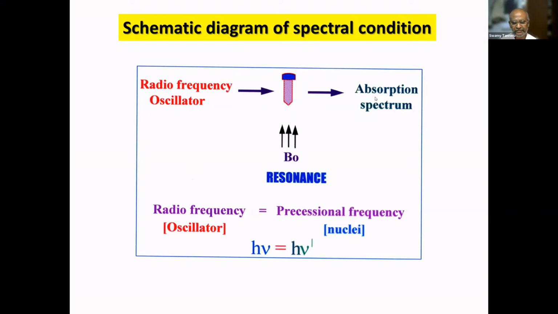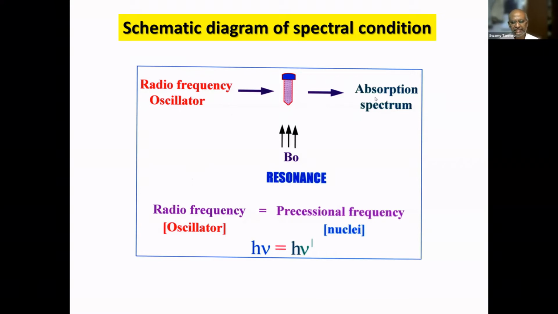It will have different environment, so we expect different signals. In such cases, the precessional frequency, which is nothing but the proton frequency in the magnetic field, equals the radio frequency, which is represented as hν and hν'. h is the Planck constant, ν is the frequency of radio frequency, ν' is the frequency of proton in the magnetic field. When hν is equal to hν', then the signal comes.